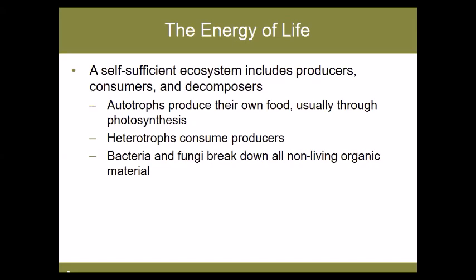Heterotrophs have to eat things in order to get the energy. They can't produce their own food, and so they consume producers. They eat other things. Then you have another group called bacteria and fungi, which are part of the decomposer list, and they can break down non-living organic material to get the energy they need. Bacteria, anyway, can do a couple of different things. Some bacteria can produce their own food. They can be photosynthetic as well.